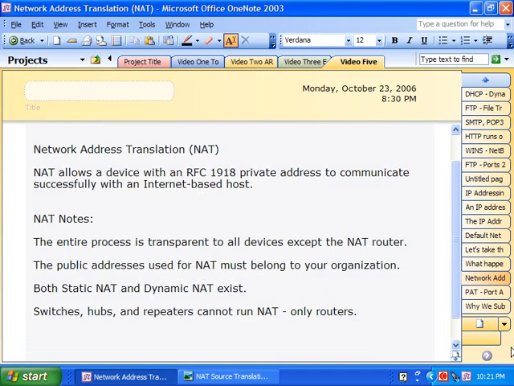A couple of NAT notes for you. Again, as I mentioned, I think twice during this particular lecture, the entire process is transparent to all devices except the NAT router. The public addresses used for NAT have to belong to your organization. You have to have bought those. You don't just get to pull IP addresses out of the sky and use them for NAT. There is a static NAT and a dynamic NAT configuration. The configurations of those are way beyond the scope of Network Plus.